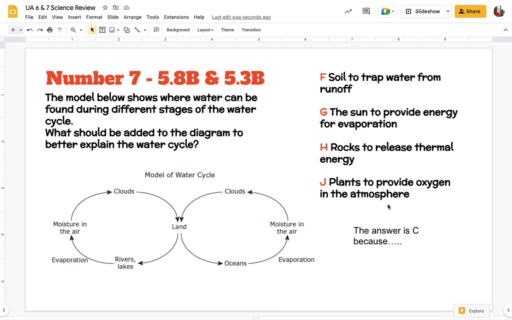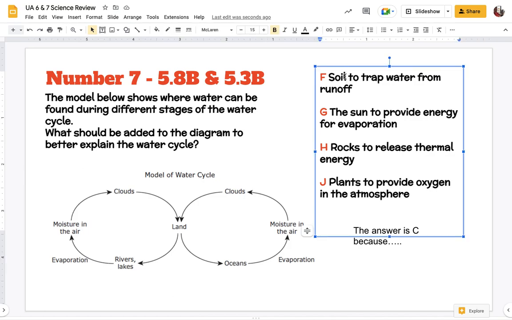Okay. Well, good. I like this one. Okay, so the model below shows where water can be found during different stages of the water cycle. The question asks what should be added to the diagram to better explain the water cycle. Well, let's just for a minute go look at our answer choices and think about, okay, which one is necessary for the water cycle to actually do what it needs to do? Okay, do you need soil for the water cycle to work? No, we don't need soil for the water cycle to work. It's called the water cycle. We need water.